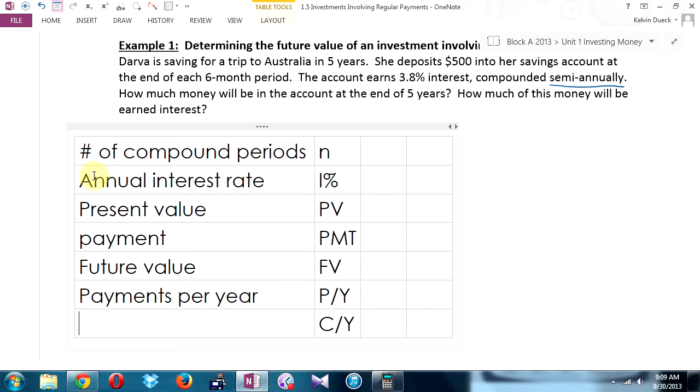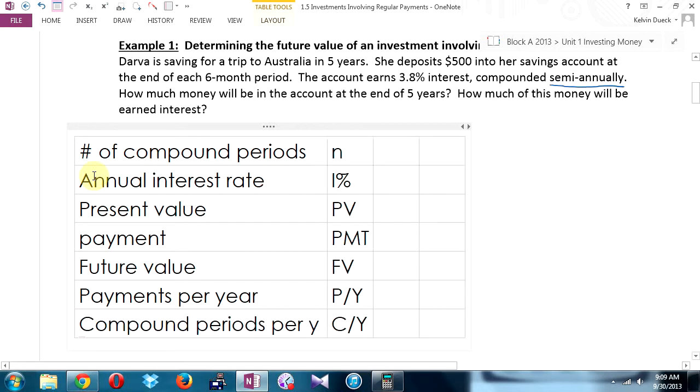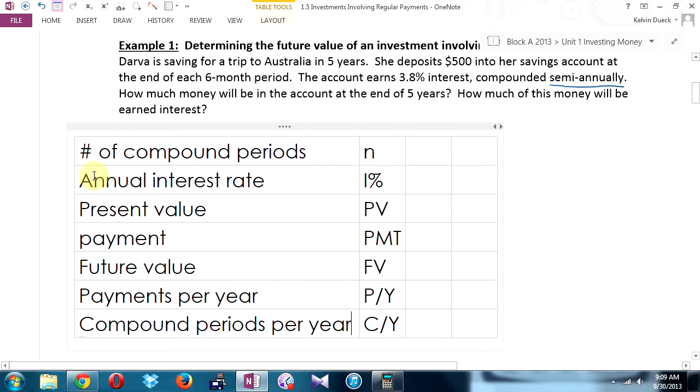What do you think C/Y stands for? What kind of interest is this? And again, the slash stands for per. Does that help you put it together? So it's how many compound periods per year?